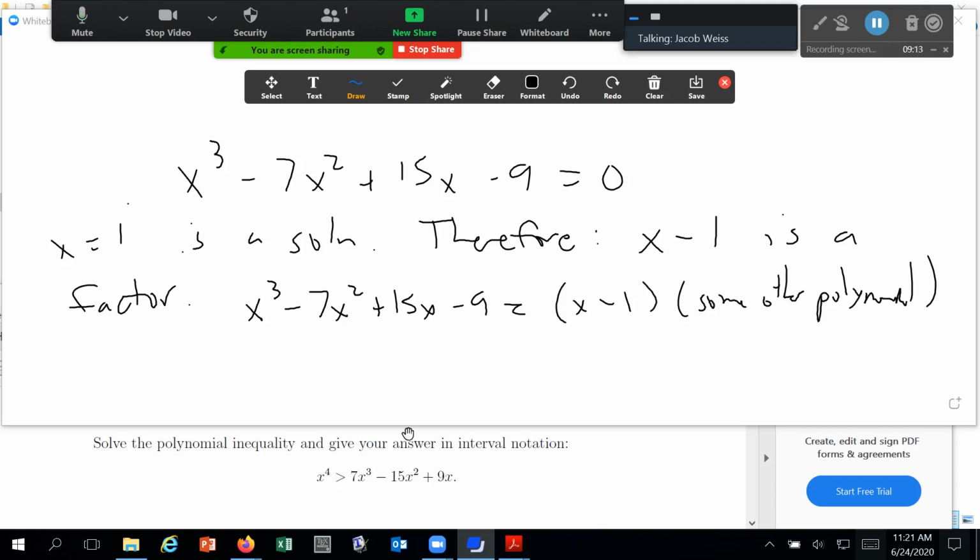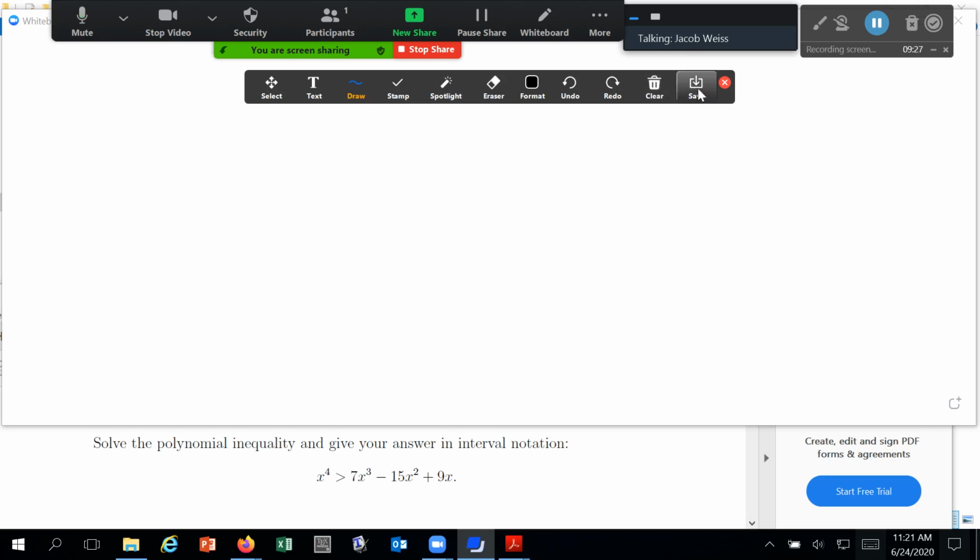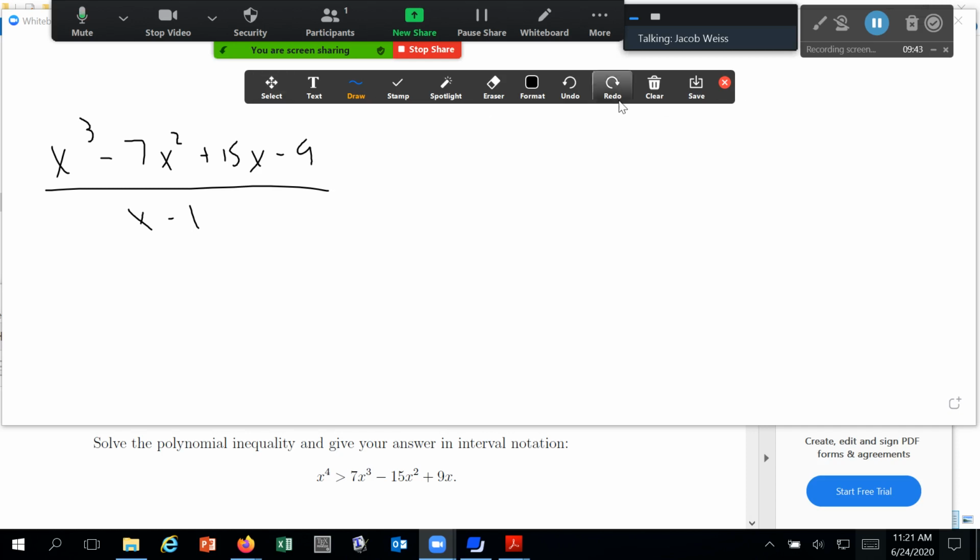We're going to go back to solving this, but we need to figure out what this other polynomial is first. So what we want to do is divide this x cubed polynomial by x minus 1. So we want to take x cubed minus 7x squared plus 15x minus 9 divided by x minus 1, and we should get a polynomial back. So if we do long division on this, let's do long division.